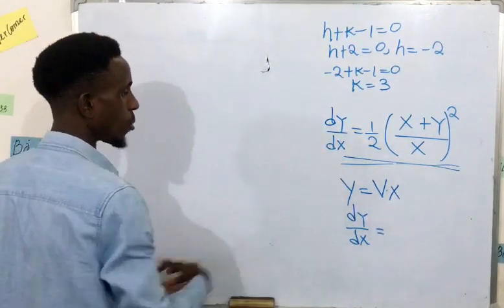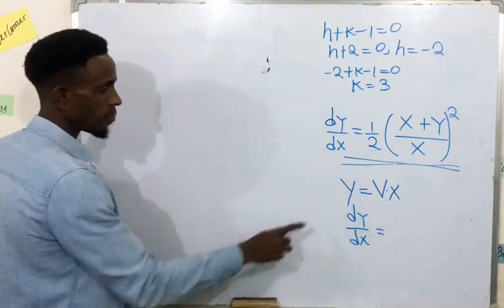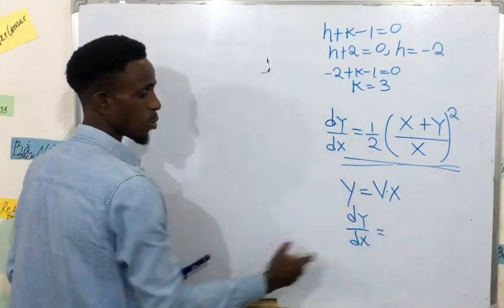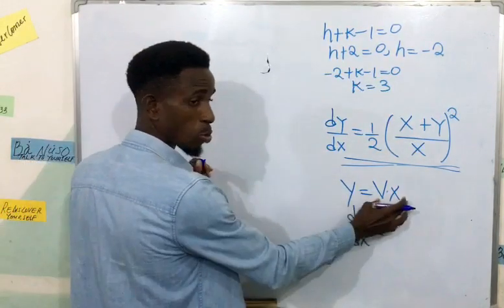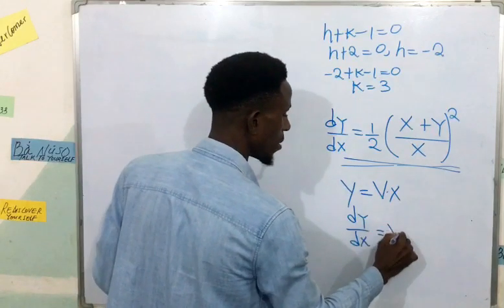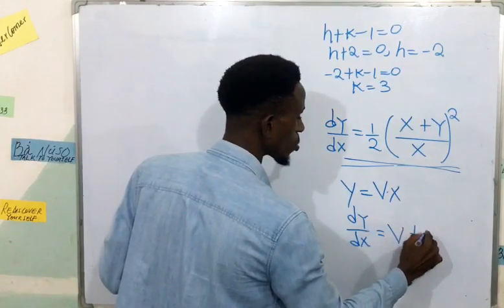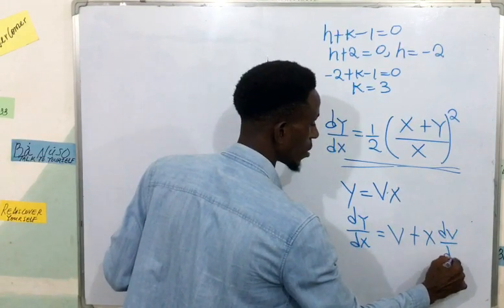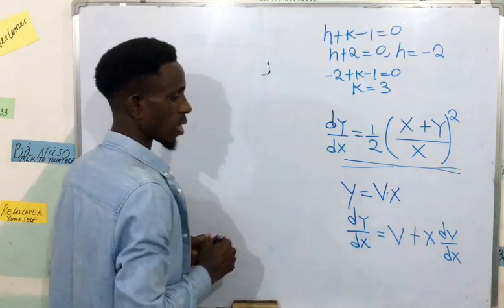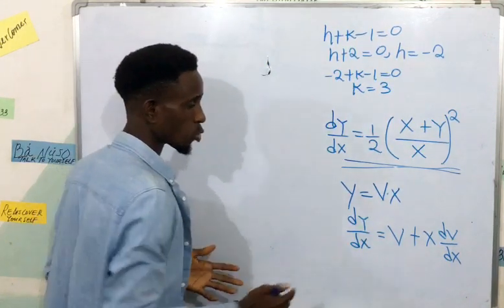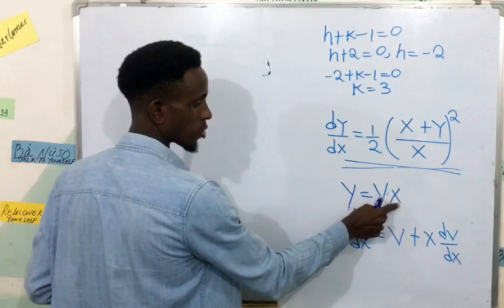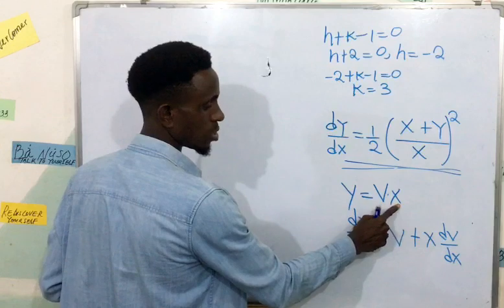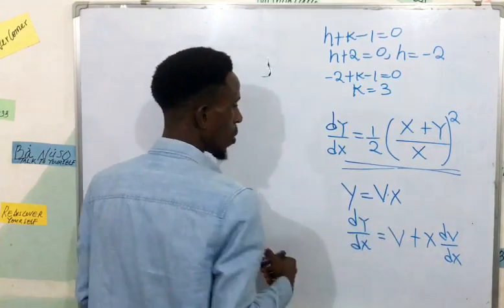I'm going to be solving from that point. So I let y equal to vx. If I'm differentiating now with respect to x, this is product rule. So I'll have v plus x dv/dx. That's product rule. I'm keeping this one constant, differentiate this, it is 1, plus, I keep this one constant, differentiate this, dv/dx.